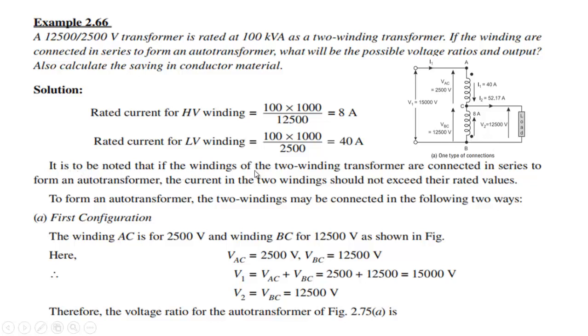So it is to be noted that if the windings of the two winding transformer are connected in series to form an auto transformer, the current in the two windings should not exceed their rated values. Now we have already put the limiting value on the current. To form an auto transformer, two windings may be connected in the following two ways.